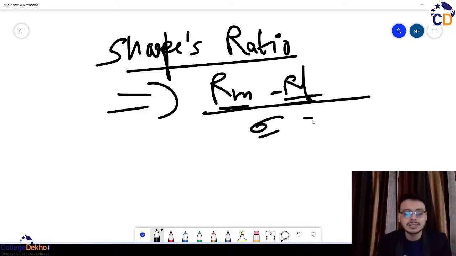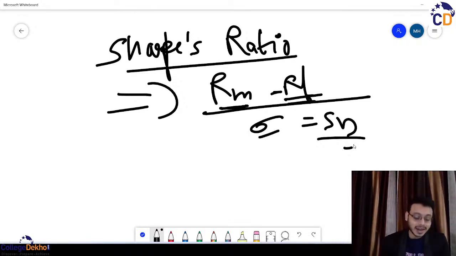And what is this? This is the standard deviation. Standard deviation is a measure of the riskiness of the security, that is, how risky your security is. Higher the standard deviation, the more risky the security, and lower the standard deviation, the less risky your security. So that thing you need to know.